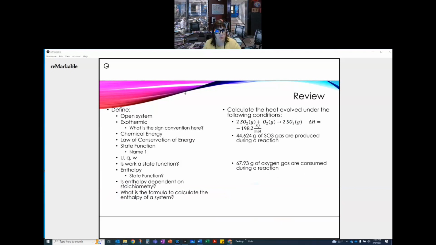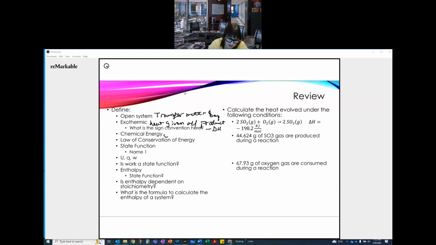So, define an open system. An open system can transfer both matter and energy. Closed can only do heat, and isolated cannot do either. Exothermic. My exothermic sign is negative delta H, and that means heat given off. So, it's a product.